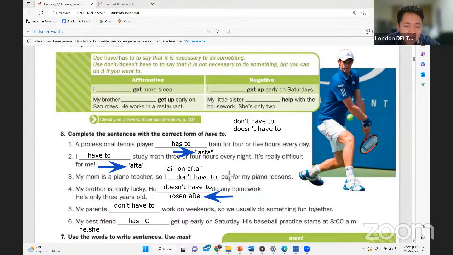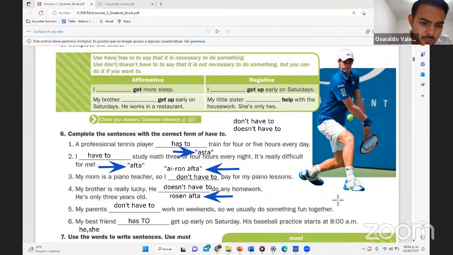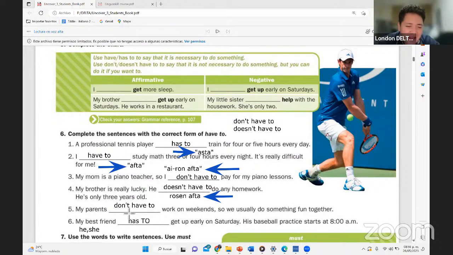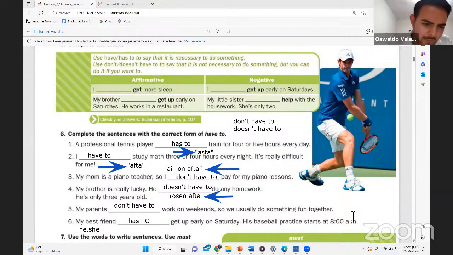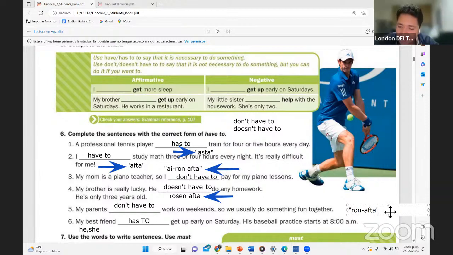Acuérdate. "Iron after". My parents don't have to work on weekends. Sí, pero aquí no hay I, ¿verdad? Entonces, sería "run after". Sí, my parents don't have to work on weekends, so we usually do something fun together. Muy bien. "Run after". Hope it's not confusing.